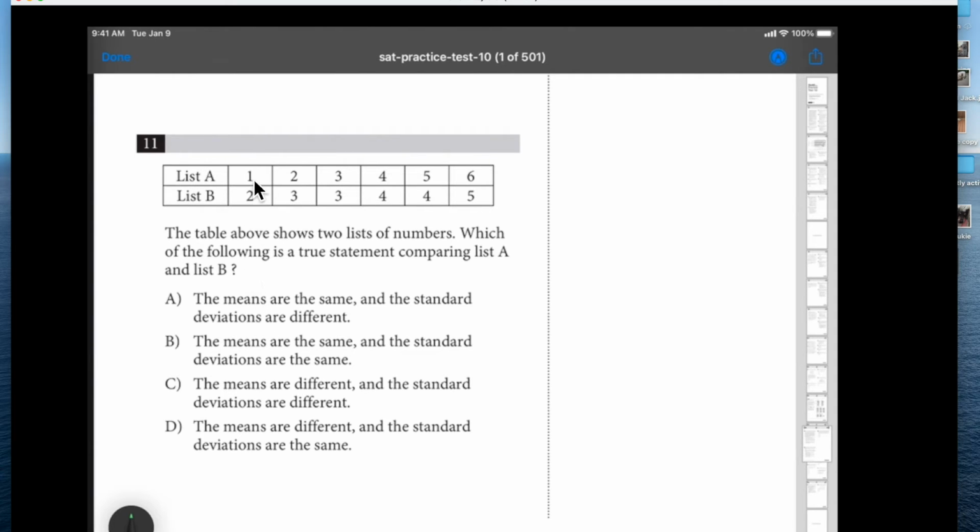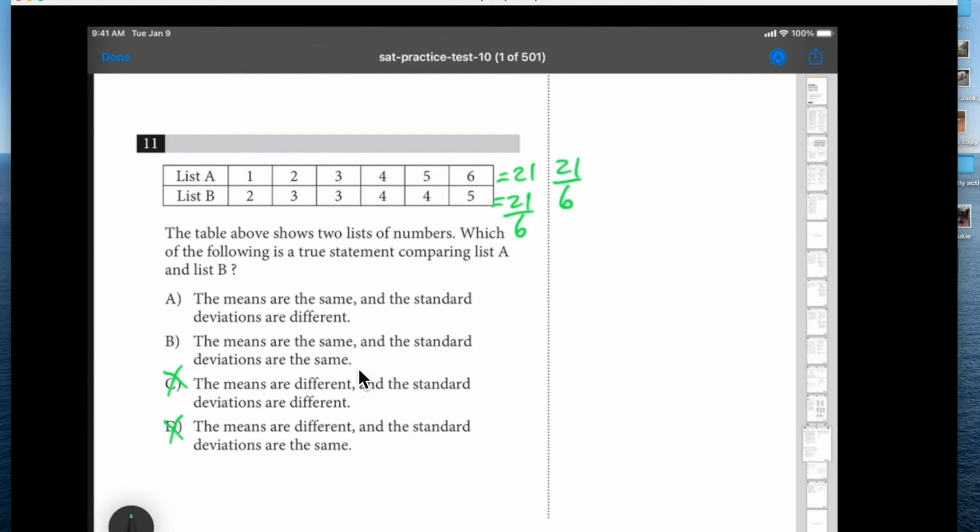So both lists have 6 numbers. I'm going to add all of these to get the sum and divide that by 6. List A is going to be 3, 6, 10, and it's going to be 21 when you add them. So the mean of list A is 21 over 6. And list B is going to be 5, 8, plus 8, 16, plus 5, 21. So they have the same mean, 21 over 6. Okay, so the means are the same, so it can't be C or D. It's got to be A or B.